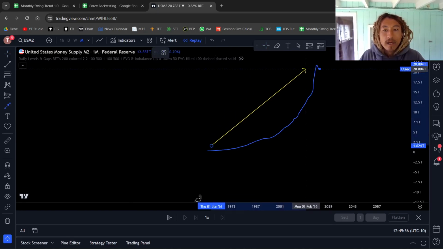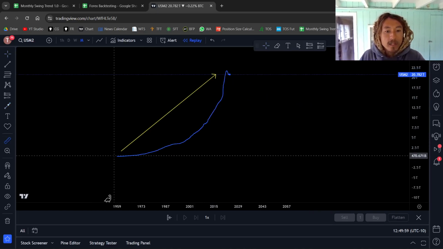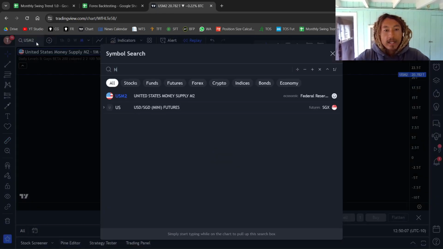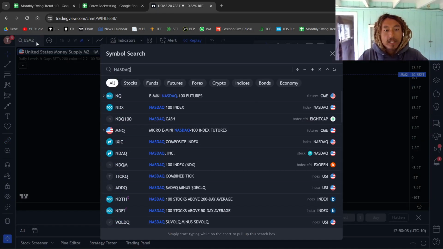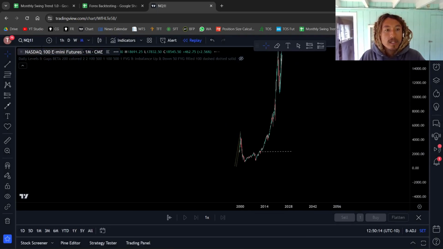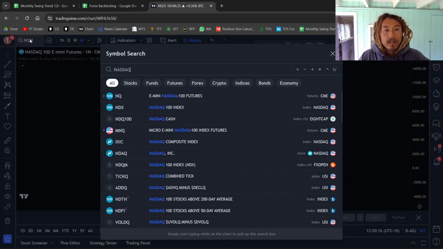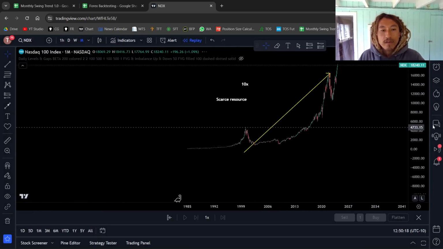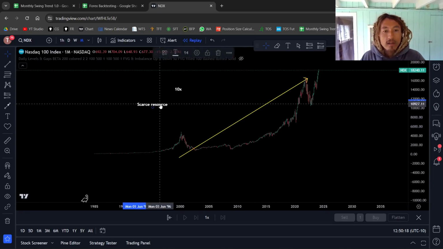How much is it up by? Since 1959, the money supply was 326 billion. It's actually up 6,000%. So the point is that as the money supply increases, people like to invest in things that have staying power, that inflate less than the money supply. So first, it's a scarce resource.